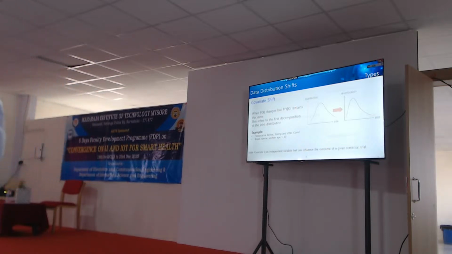A very good example is house prices. If I want to calculate the house price, it will be based on the dimensions of the house. Let us take before COVID, during COVID, and after COVID. During COVID the market was very weak, and it was a big problem for real estate. Before COVID it was very good, and after COVID it came back. The dimension was the same, but the price was earlier very high, then decreased, then increased.